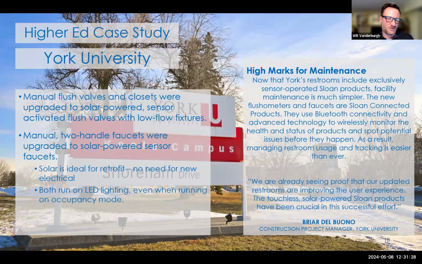What they had historically were both manual faucets, manual 2-handle faucets, and manual flush valves. In both cases, they're removing those and upgrading them to sensor activated technology using solar power. So the solar power of the washroom is an exciting option for them because, like we touched on a little bit ago, solar power using the lighting in the room doesn't require a new electrical run to all of the fixtures throughout some of their older buildings from the 60s.